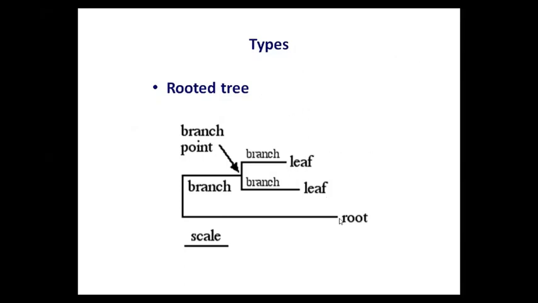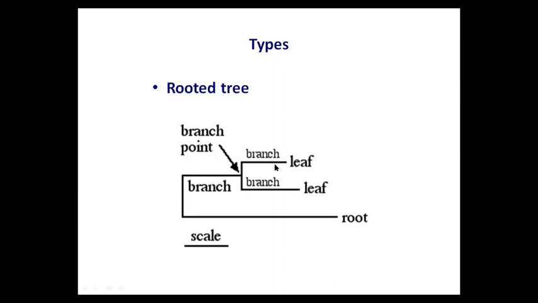Now let me discuss the terminology and the types of trees that are usually drawn. Basically there are two types of tree. One is called a rooted tree and the other is called an unrooted tree. The difference is that in the rooted tree, the ancestry is shown, the ancestor is shown.